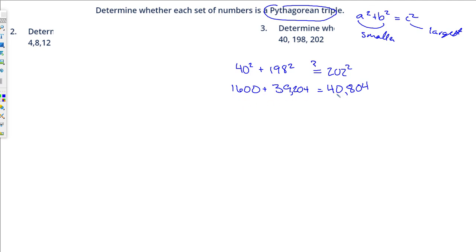Okay. So I want to know, do these two things add up to be 40,804? So we have the 4, 0 plus 0 is 0, 6 plus 2 is 8, 39 plus 1 is 40. So they check out. So yes, these would make a right triangle, or they're a Pythagorean triple, whichever way you want to think about it. They mean the same thing.